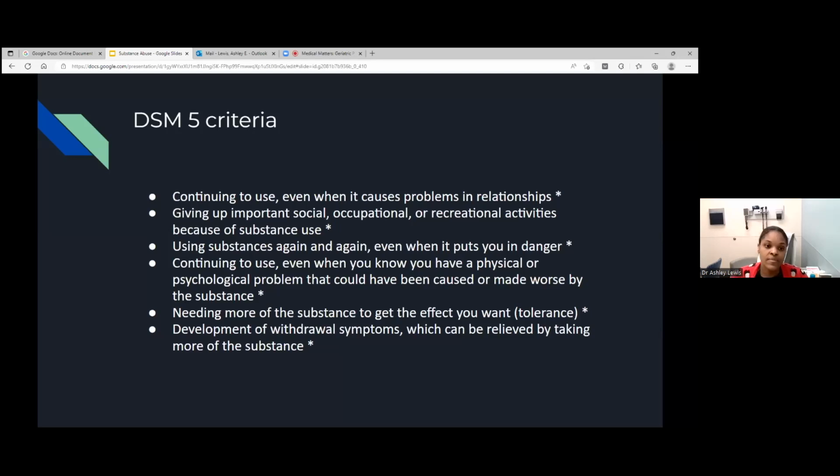From this slide and before, if you've had 2 to 3 of those symptoms, then you have a mild use disorder. If you have 4 to 5 of these things that we've discussed, then you have a moderate use disorder. And anything 6 or greater is a severe substance use disorder, according to the DSM-5 criteria.